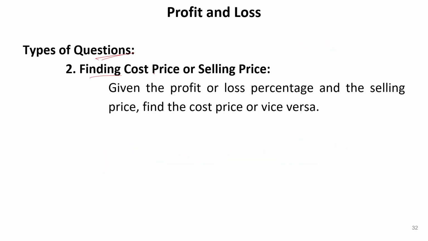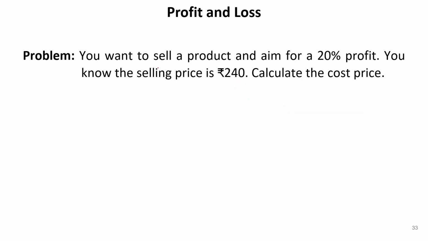That is finding cost price or selling price. Given the profit or loss percentage and the selling price, find the cost price, or vice versa. Let's see a problem on this to get a better grasp of it. You want to sell a product and aim for 20% profit. The profit you are aiming for is 20%. The selling price is 240. Calculate the cost price.